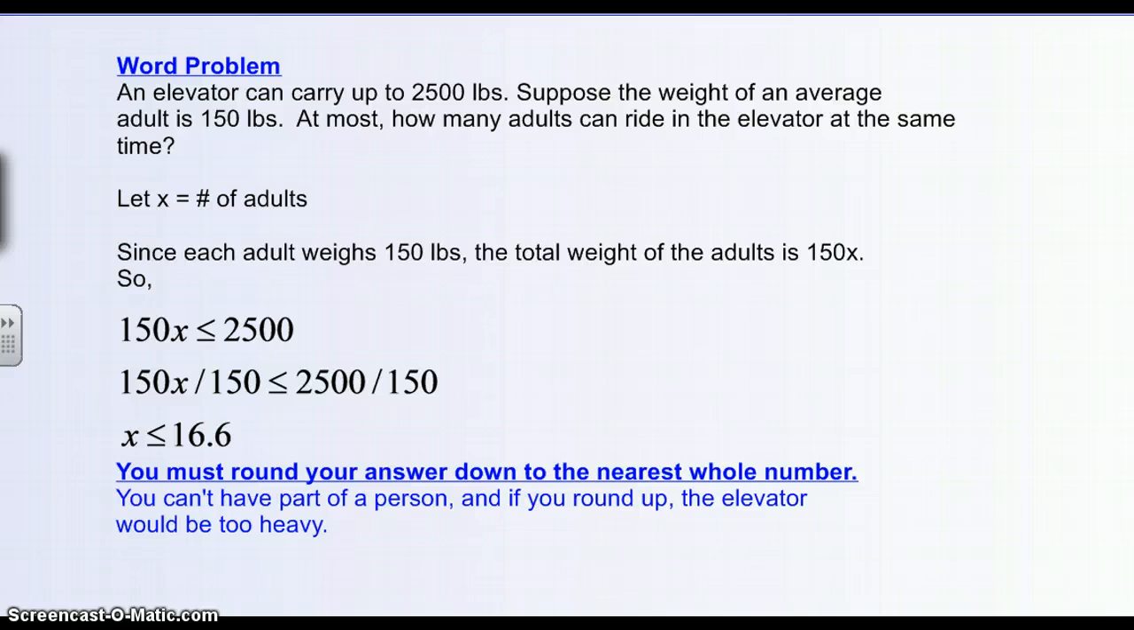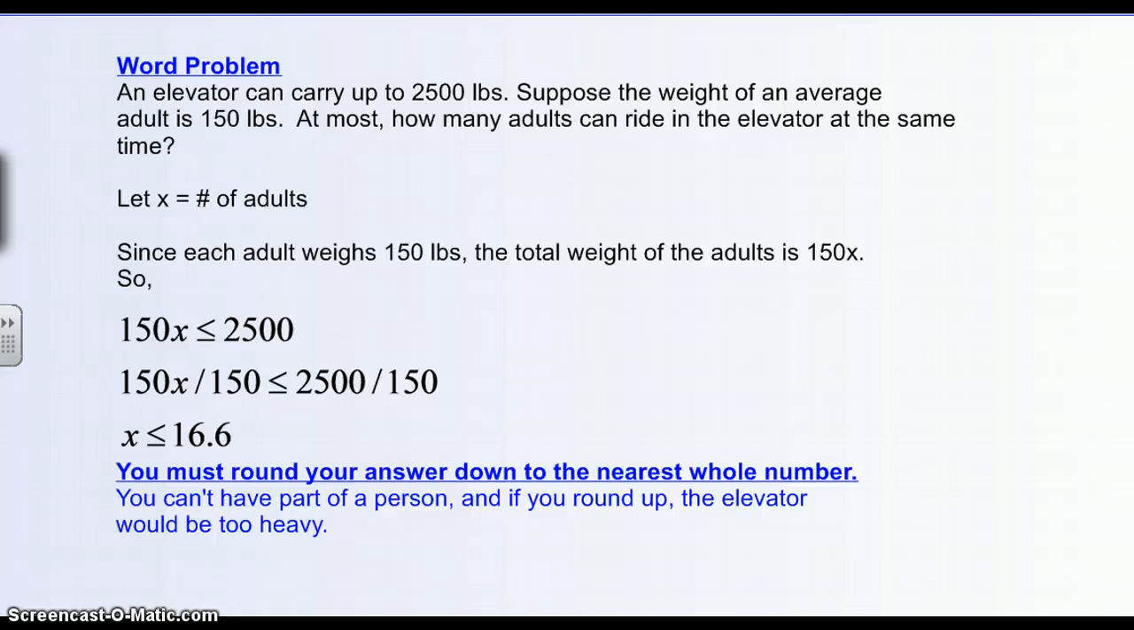Since we're trying to find how many adults can ride in the elevator, that's what we want to know. That's our variable. So we're going to define that right away. Let x equal the number of adults. Now, since each adult weighs 150 pounds, the total weight of the adults at any one time in the elevator is 150 times the number of adults.